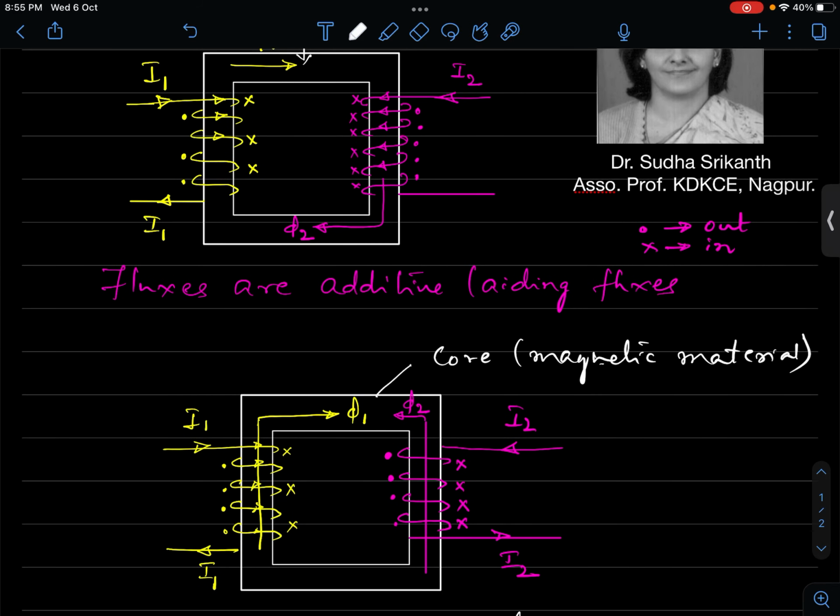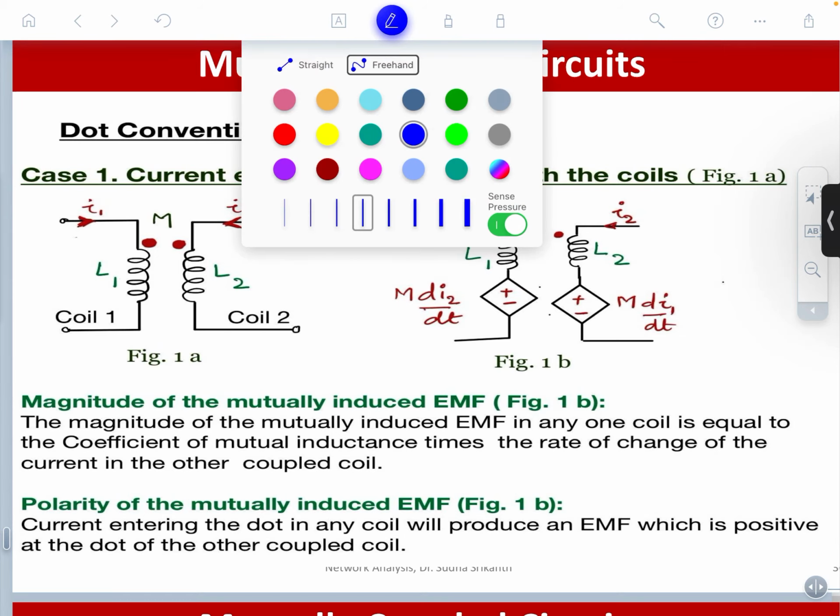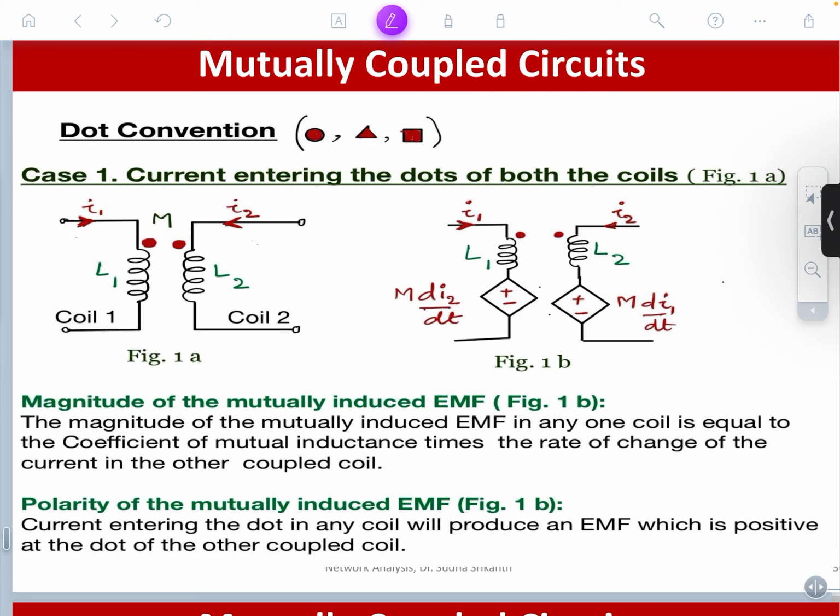If this is understood, I will take you through another slide. I suppose this is visible and clear. We are talking about mutually coupled coils. We normally represent the coils in this manner. Coil 1 has a self-inductance of L1 and coil 2 has a coefficient of self-inductance L2. These two coils are coupled with what we call the coefficient of mutual coupling M.